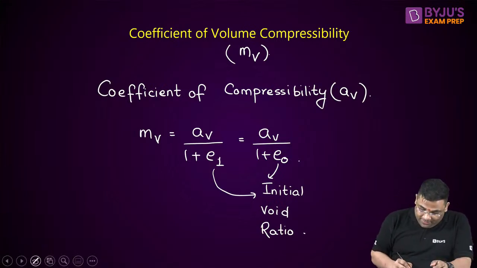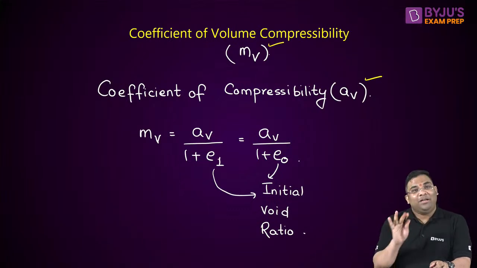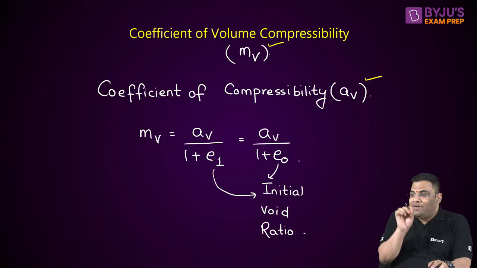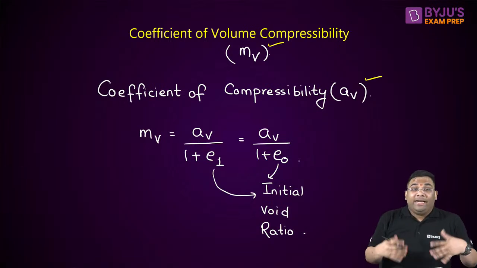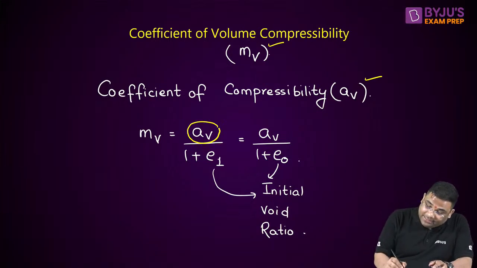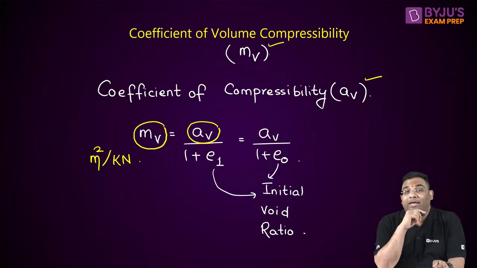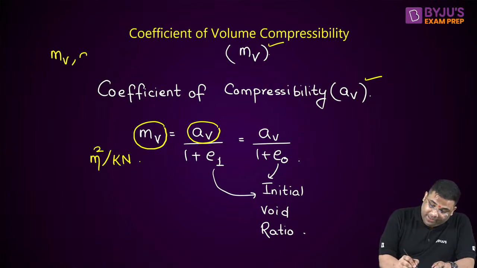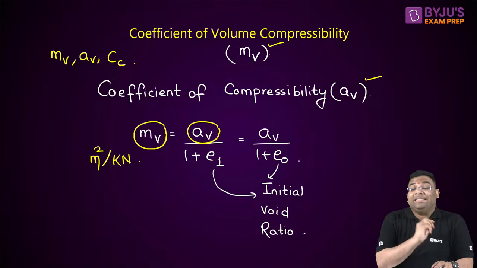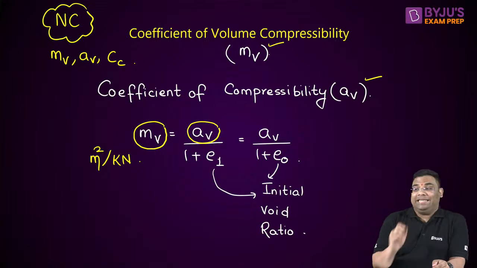Now tell me, the units of MV and AV will be the same, right? Why? Because you see this 1 plus e term. e is unitless, so 1 plus e is also unitless. So whatever the unit of AV, I'll get the same unit for MV. So the units will be meter square per kilonewton. Now all these three terms, MV, AV and your CC, we defined for NC clay, right?